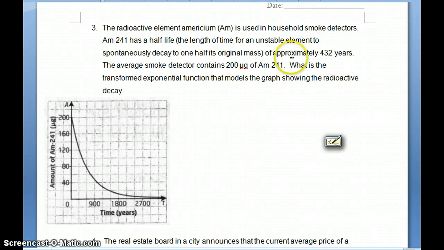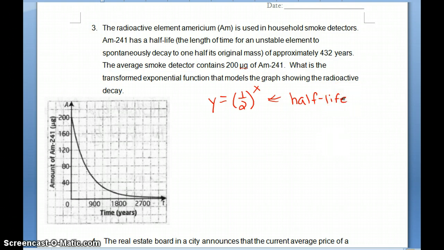And if you want to know your half-life equation, we usually write that as y equals 1/2 to the exponent of x. So just in general, that is your half-life equation there. Okay, and we're also given that the average smoke detector contains 200 micrograms of AM241.